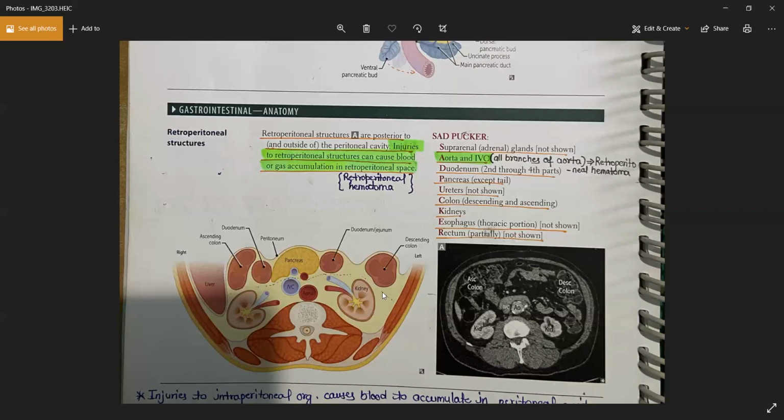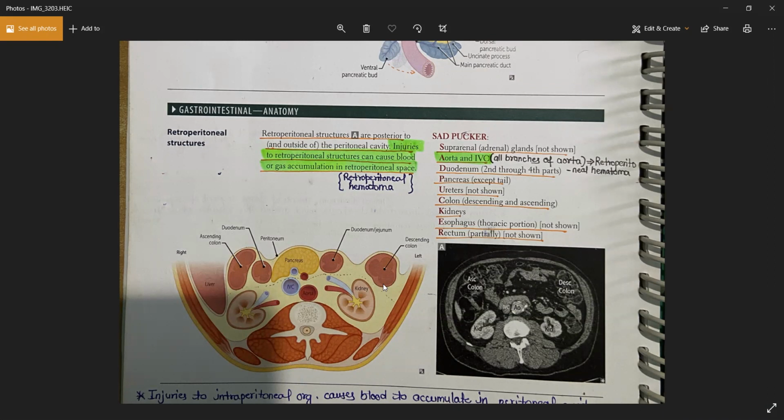In case of intraperitoneal structures, if the vessels supplying them get ruptured, then you will have a hematoma within the peritoneum, an intraperitoneal hematoma. So step one will give you a history of a patient with a recent history of trauma. Now the patient either has a retroperitoneal hematoma, or blood accumulation in the retroperitoneal space, or an intraperitoneal hematoma, and they will ask you what blood vessel could be ruptured in this patient. So they will give you a list of all the vessels.